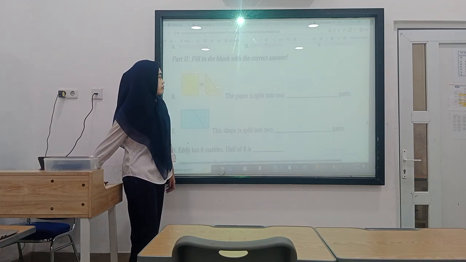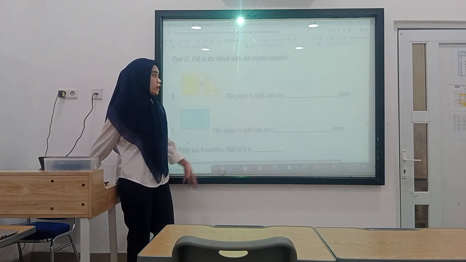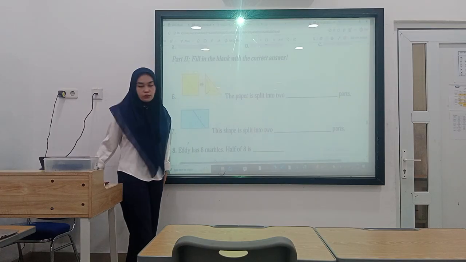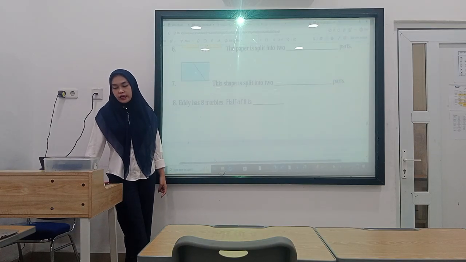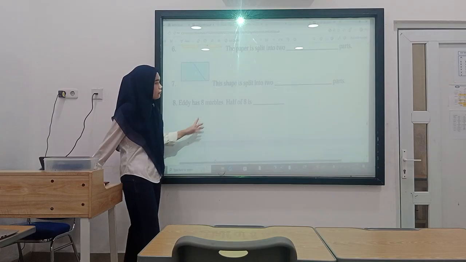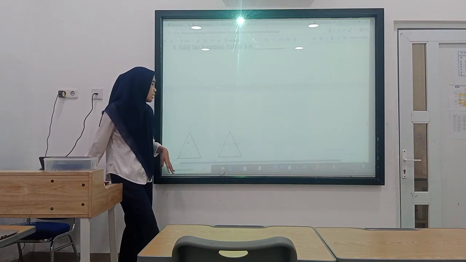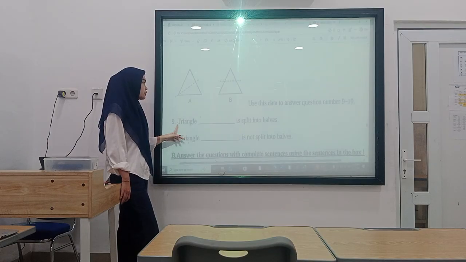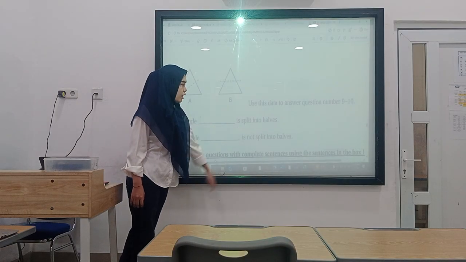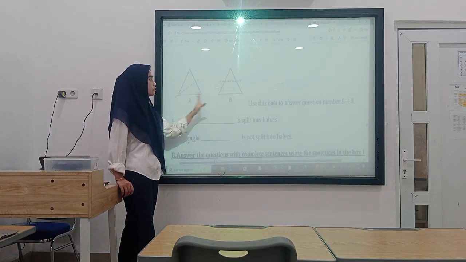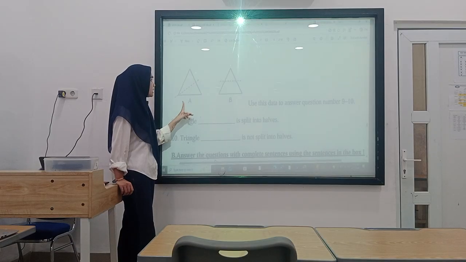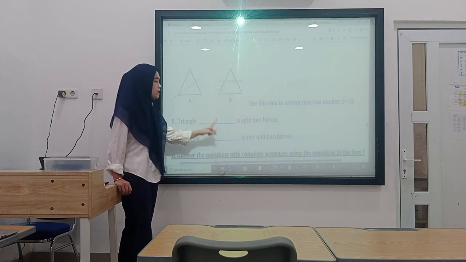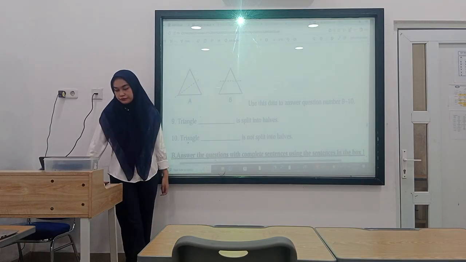Number 6, the paper is split into 2 equal parts. Number 7, the shape is split into 2 unequal parts. Number 8, AD has 8 marbles. Half of 8 is 4. Number 9, use this data to answer question number 9 and number 10. Triangle blank is split into half, so they have to see both of the triangles. The answer is triangle A is split into halves, and number 10, triangle B is not split into halves.